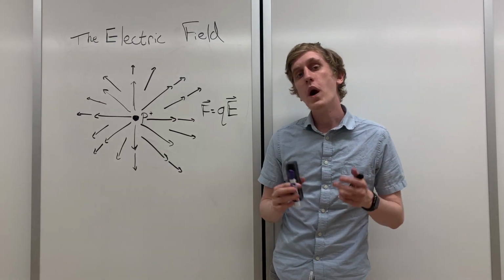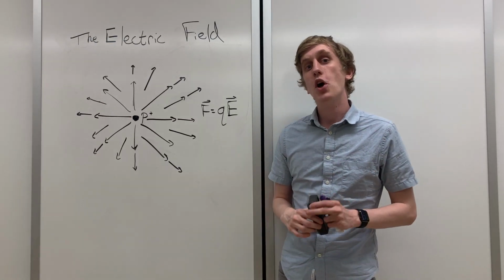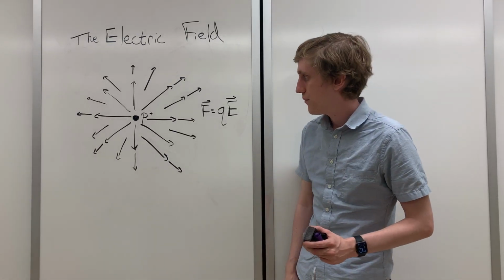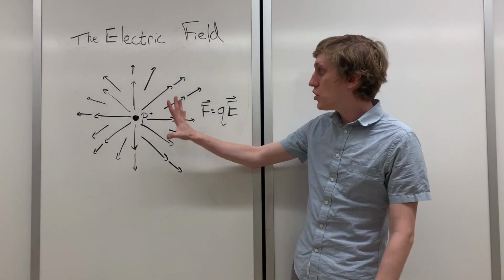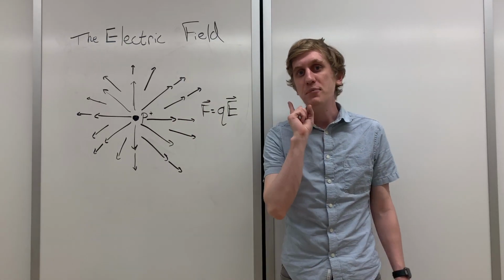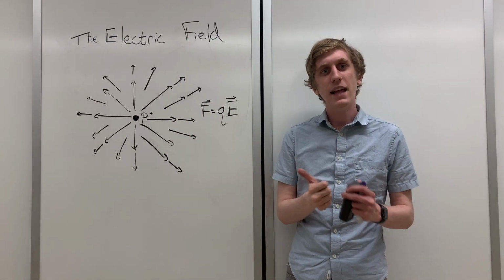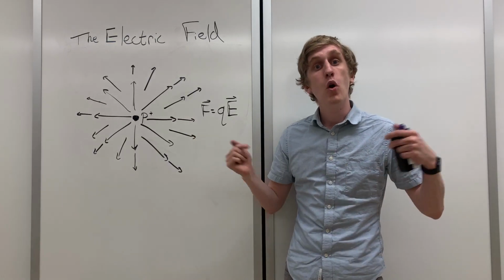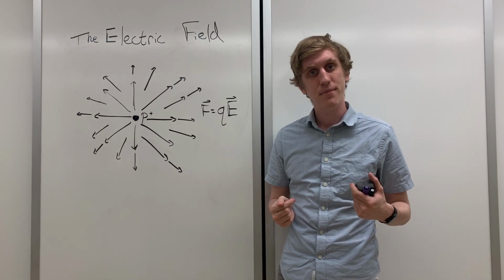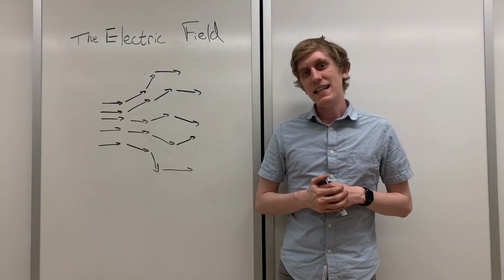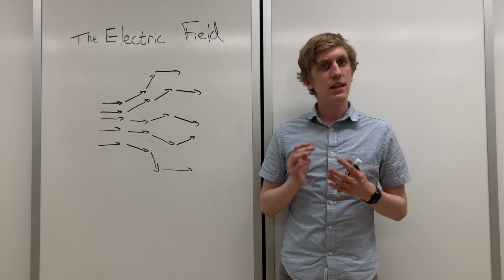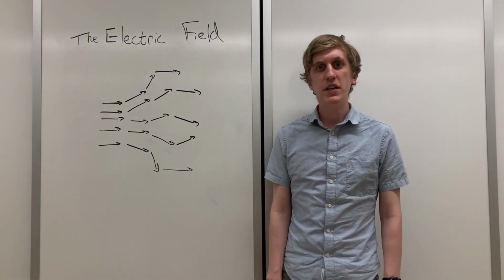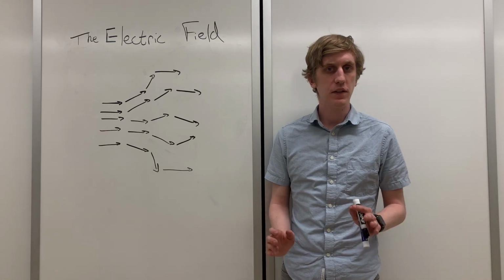Based on this, what do you think the electric field around a negative charge would look like? The answer is it would look exactly like this, except for one key difference. Instead of pointing outwards, all the electric field vectors would point inwards. One thing that's nice about electric fields is it allows us to determine how a particle will move, even if we don't know anything about how the electric field got there.